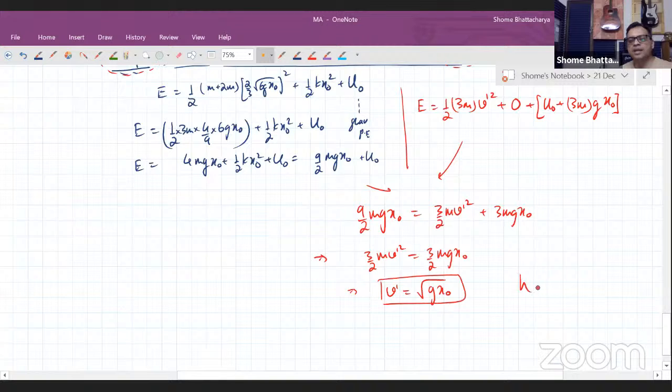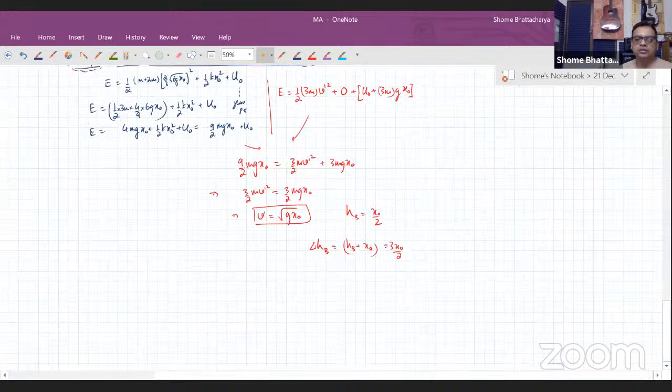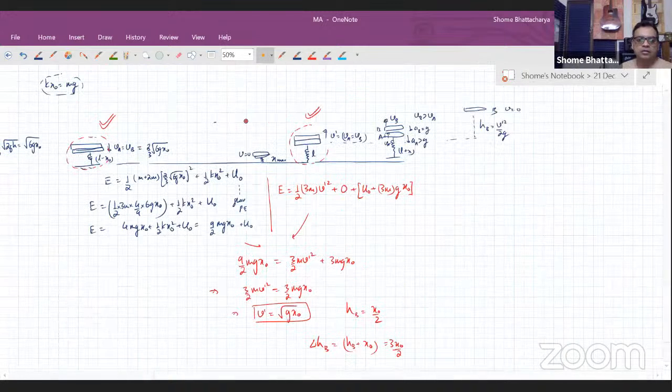So that means the maximum height it will climb from there will be x naught by 2. Okay. But they're asking from the initial position of A. So from the initial position of A, delta H for B will be HB plus x naught. So it should be 3x naught by 2, because the initial position of A was a compression of x naught. Alright. So I don't know which step you might have made a mistake, Ganesh, but just check your calculations.